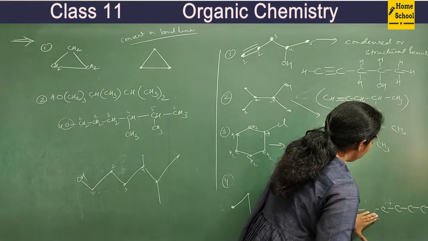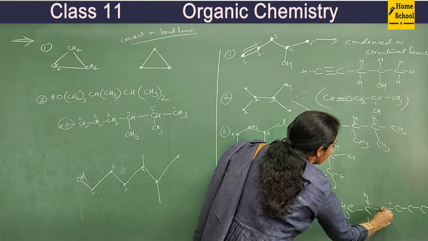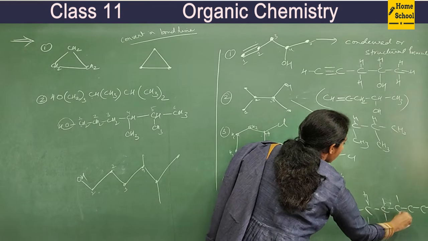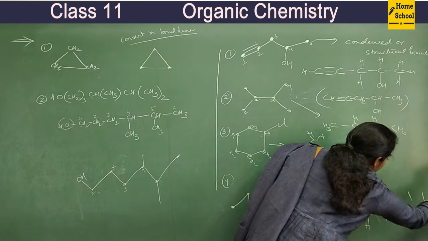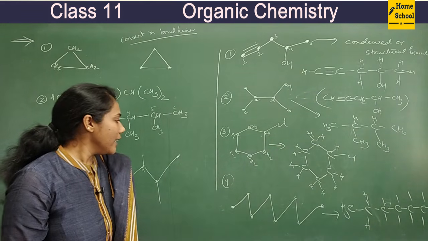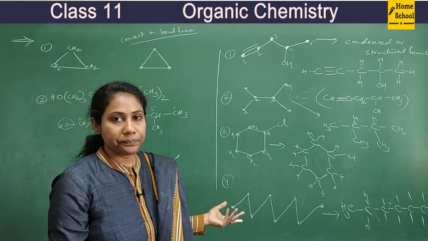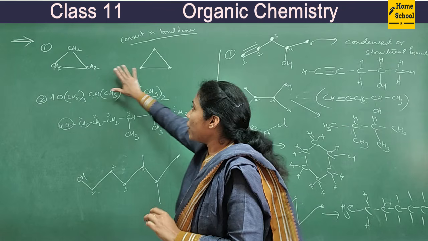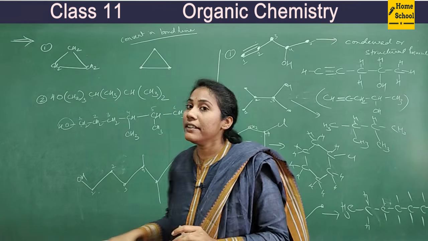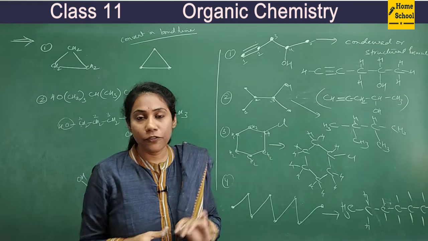So how do you show them? See, 2 hydrogens like this. This carbon also 2 hydrogens. This carbon also 2 hydrogens, 2 hydrogens, 2 hydrogens, 2 hydrogens, and 3 hydrogens. Okay. So converting bond line into normal structure is very, very easy. Clear? So I have shown both ways: when the condensed formula is given, how to write the bond line, and when the bond line is given, how to write the condensed and elaborate formulas.